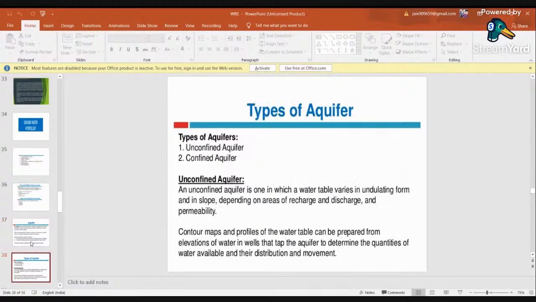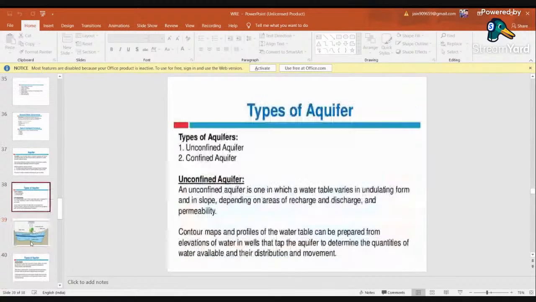There are basically two types of aquifers. These are unconfined aquifers and confined aquifers. Aquifers are nothing but the bodies which allow the water to flow out of their structure. These are the geological formations or earth layers which allow water to be drained out or abstracted out of the aquifer structure.